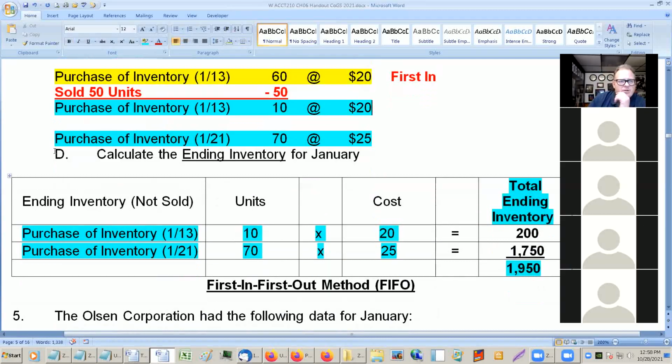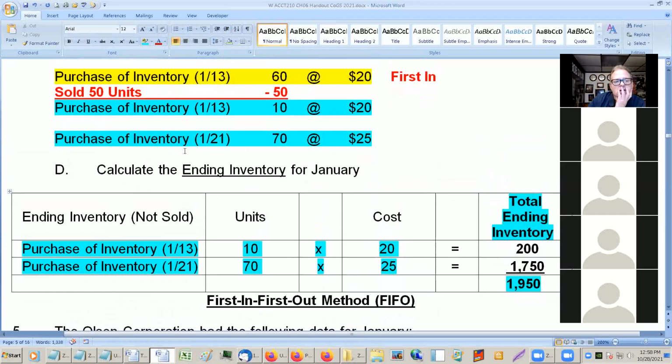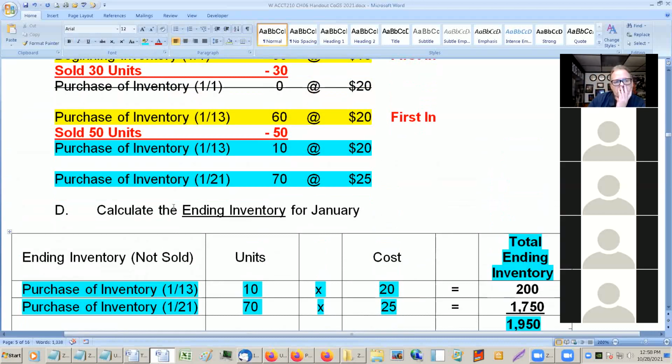So we're really just looking at those things that were not sold. Yeah, so these were still not sold. We still have them. We can sell them. Which one's going to be the beginning, the first starting in February? Which layer of inventory is going to be the first ones in?